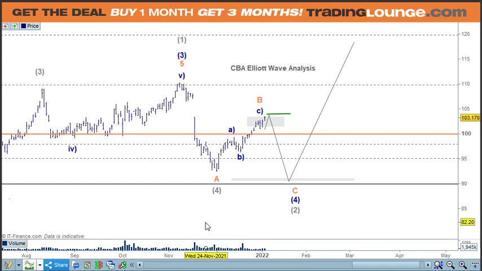Let's go to the daily chart. Let's assume that this ABC here for the wave B is correct for a moment. Then we would have this C wave down through to here, wouldn't we? And that would obviously bring the ASX down as well.